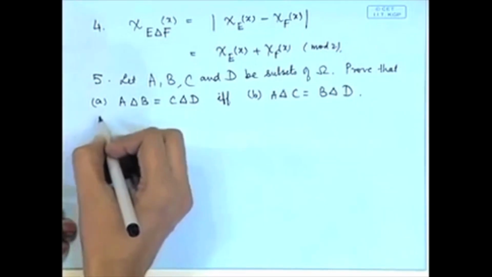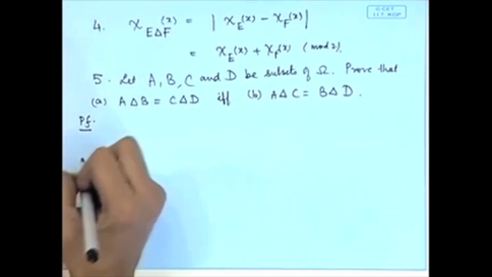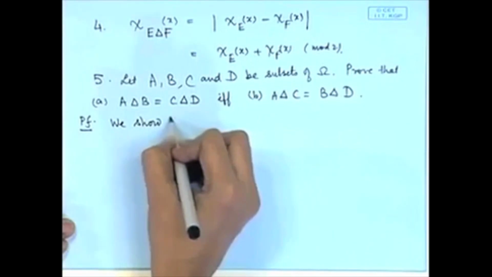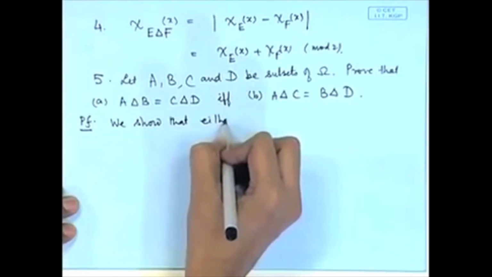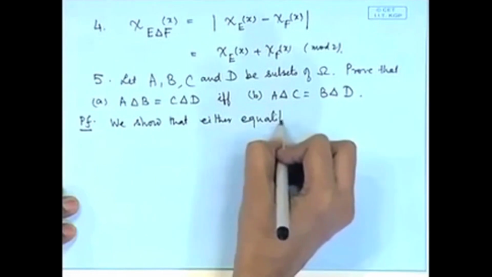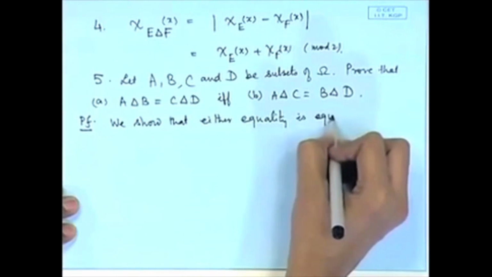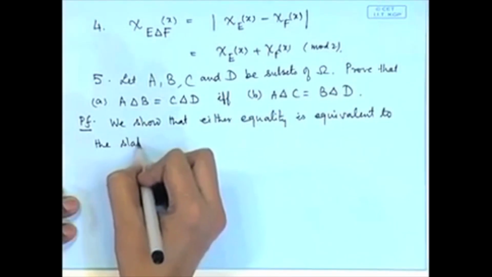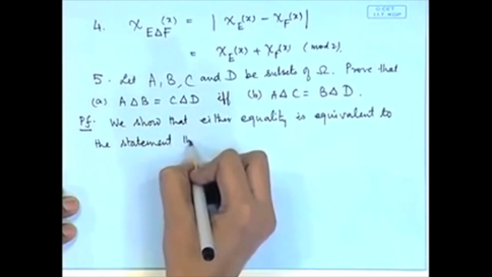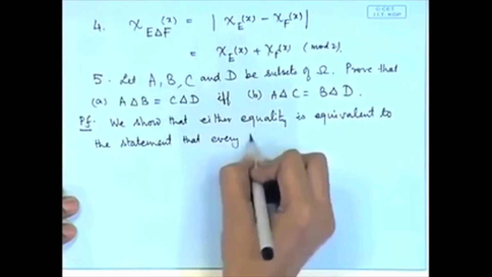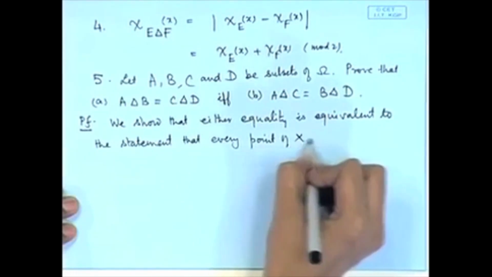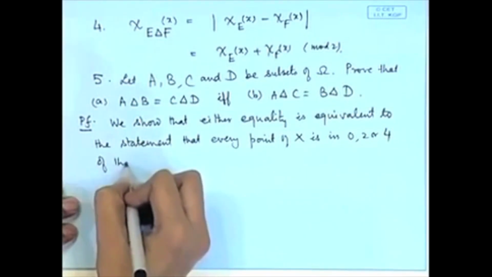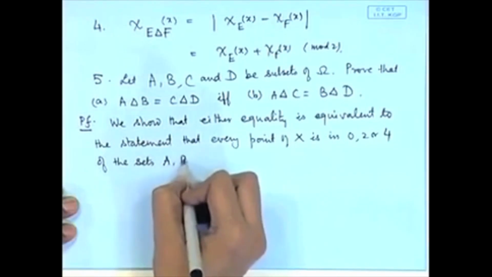In order to prove this statement 5, we proceed as follows. We show that either equality is equivalent to the statement that every point of x is in 0, 2 or 4 of the sets A, B, C, D.